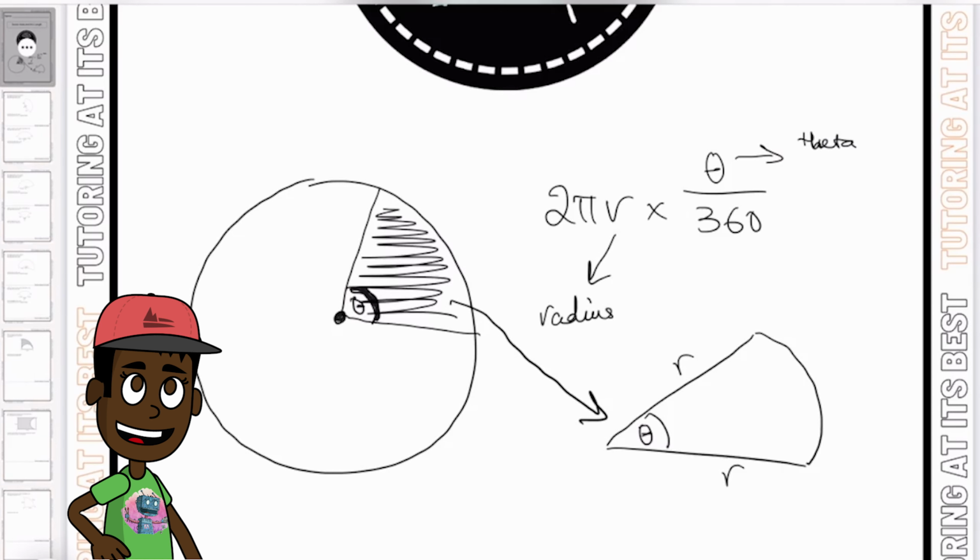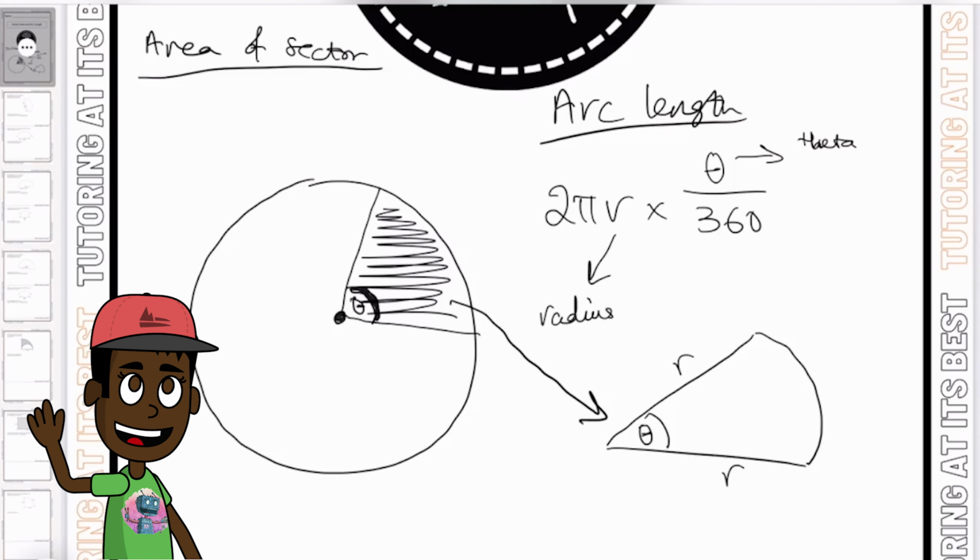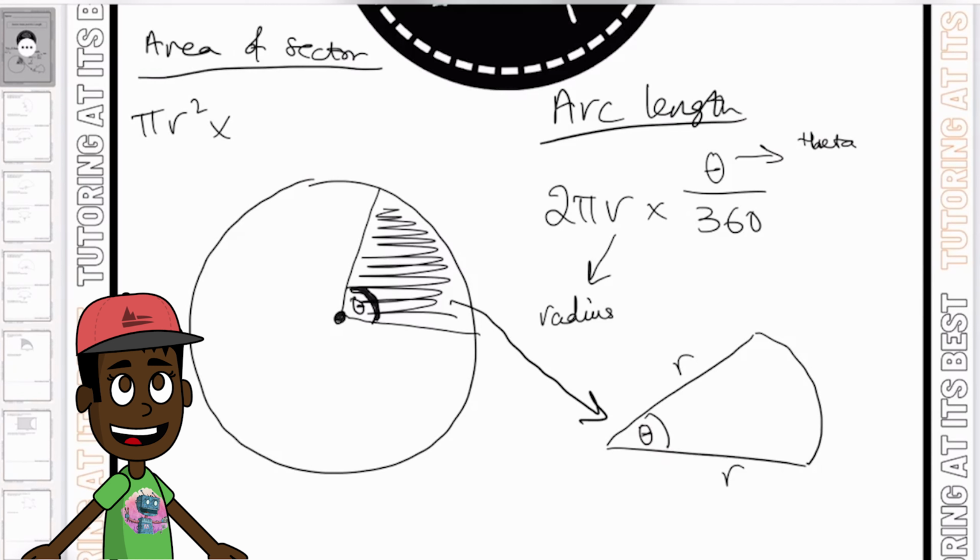But now let's take a look at working out the area of a sector. So remember, the first example was an arc length. Now let's talk about working out the area of a sector. When you're working out the area of a sector, we simply have pi r squared, which is the area of the circle, multiplied by that specific angle over 360 degrees.